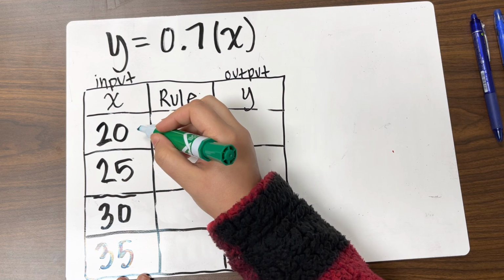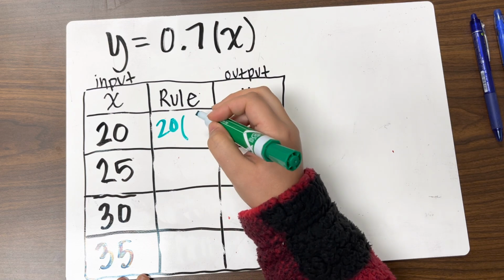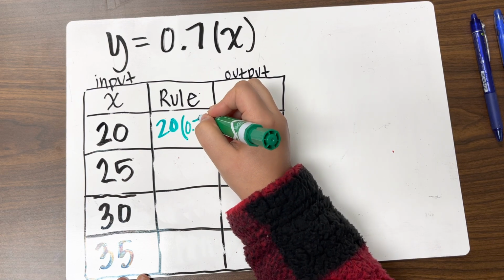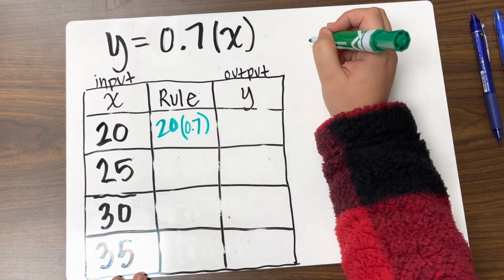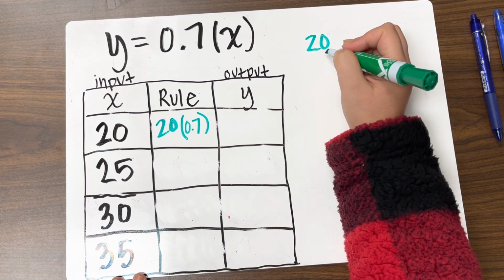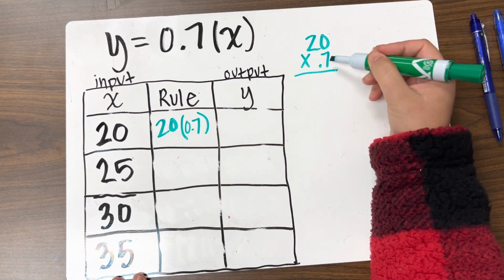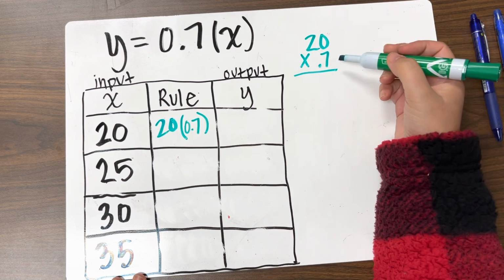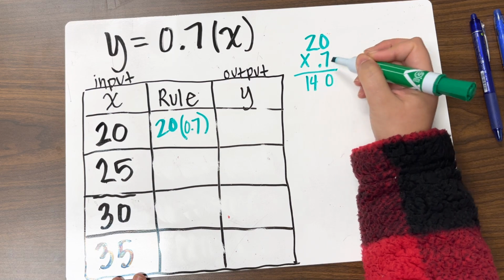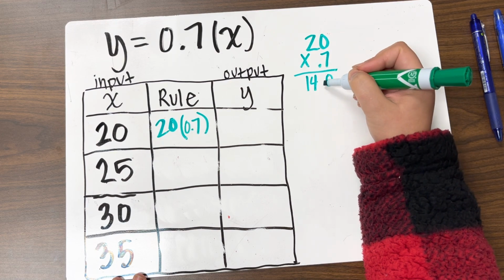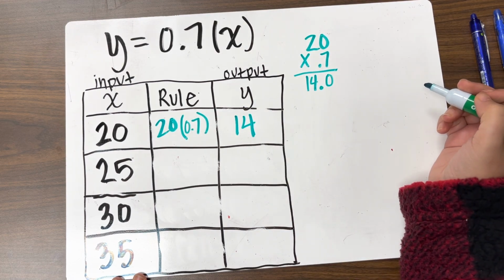So let's start with the first input. We have 20 times 0.7. When I multiply decimals, does it matter that I line up my decimal? It does not. So I just have to multiply 20 times 0.7. I don't need to include the 0 in the ones place. So we're going to have 0, 14, and then we have 1 place value, so we're going to move the decimal over once, which means my output would be 14.